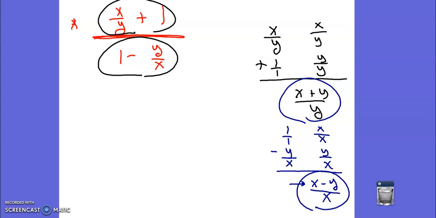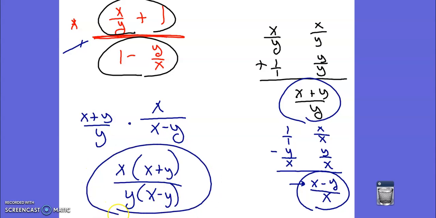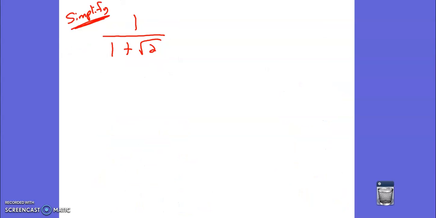So basically, and remember, we're dividing. So we're going to take the black one up there, so x plus y over y, and we're dividing it, which is the same as multiplying by the reciprocal of the other one. We're going to do that. And then you're just basically going to multiply those. You don't need to use the distributive property. And this is your final answer. Nothing can simplify. That is your final answer to simplify that expression.